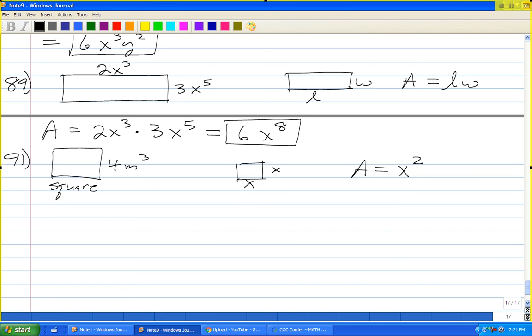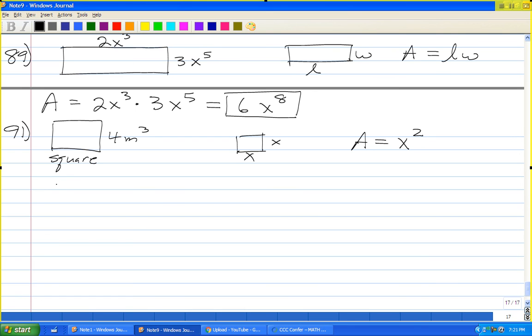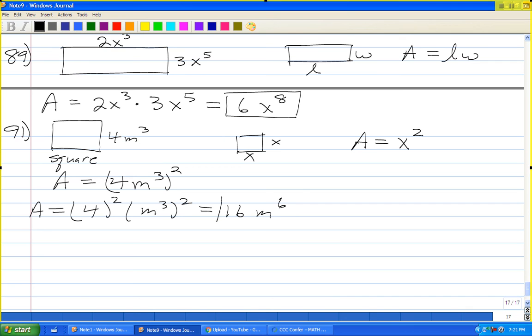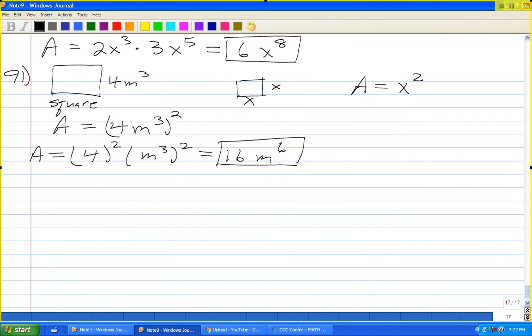Okay, so the area of a square is just 4m cubed squared. 4 squared times m cubed squared. 4 squared is 16. I have a base to a power, multiply exponents. 3 times 2 is 6. 93.